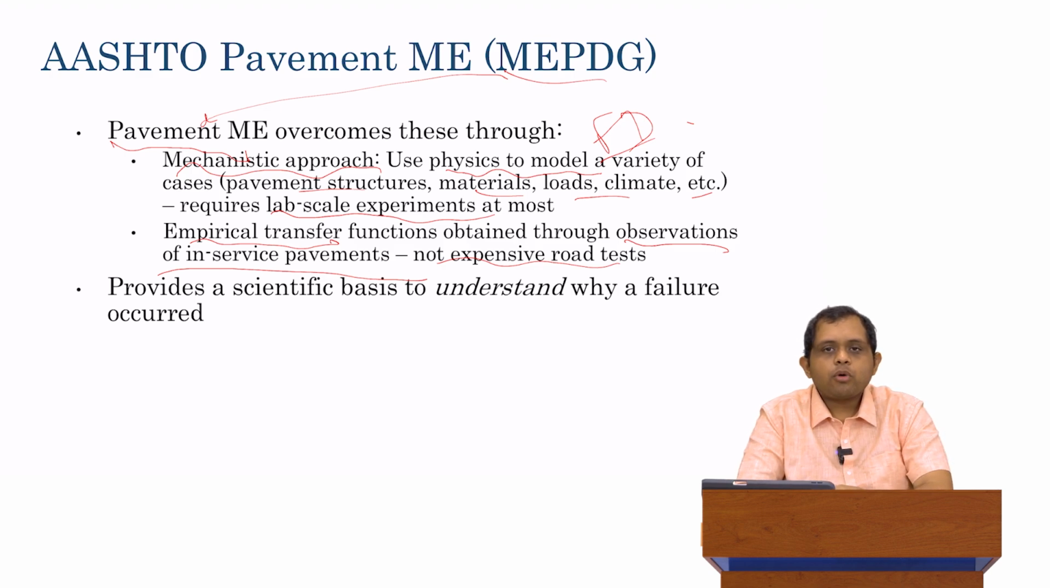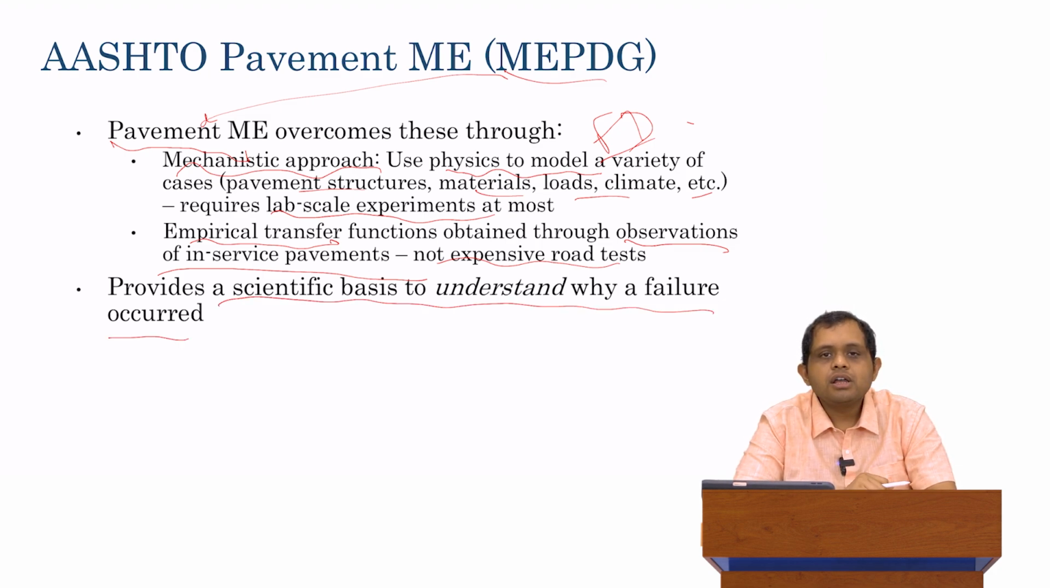And perhaps the most important aspect, which is a little more subtle, but it comes out once you do the process, perhaps the most important aspect of mechanistic empirical design is that it provides a scientific basis to understand why a failure occurred. So, for example, if we went by the empirical approach, we designed the pavement and the pavement developed premature cracking, or it developed a lot of cracking much earlier than was expected. We don't know why. Of course, it could be that certain variables were measured wrong, it could be certain traffic was measured wrong, but because we're using an empirical approach, we don't actually know what was the exact problem that caused the section to fail.